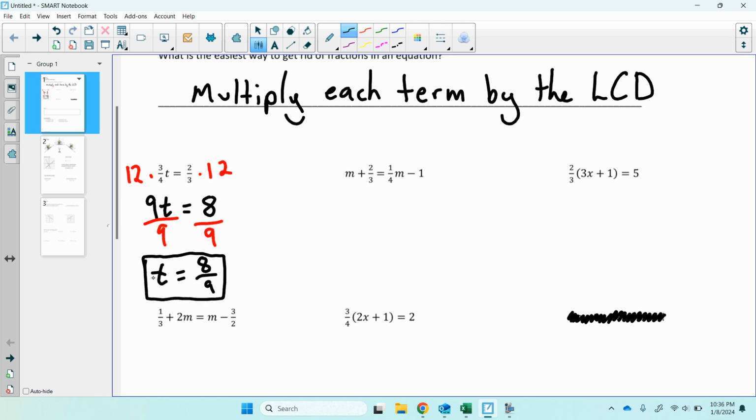For the second one, it looks like we've got 3 and 4 in the denominator again, but we've got lots more terms this time. So as I multiply everything by 12, it looks like there are 4 terms, or 4 different multiplications that will need to happen here. So we have 12m plus 8 equals 3m minus 12.